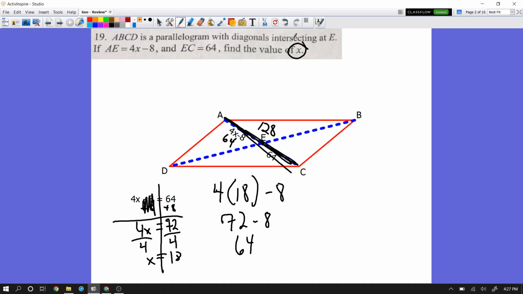It only asks you to find the value of x. I was just showing you how to check it. So x is 18.